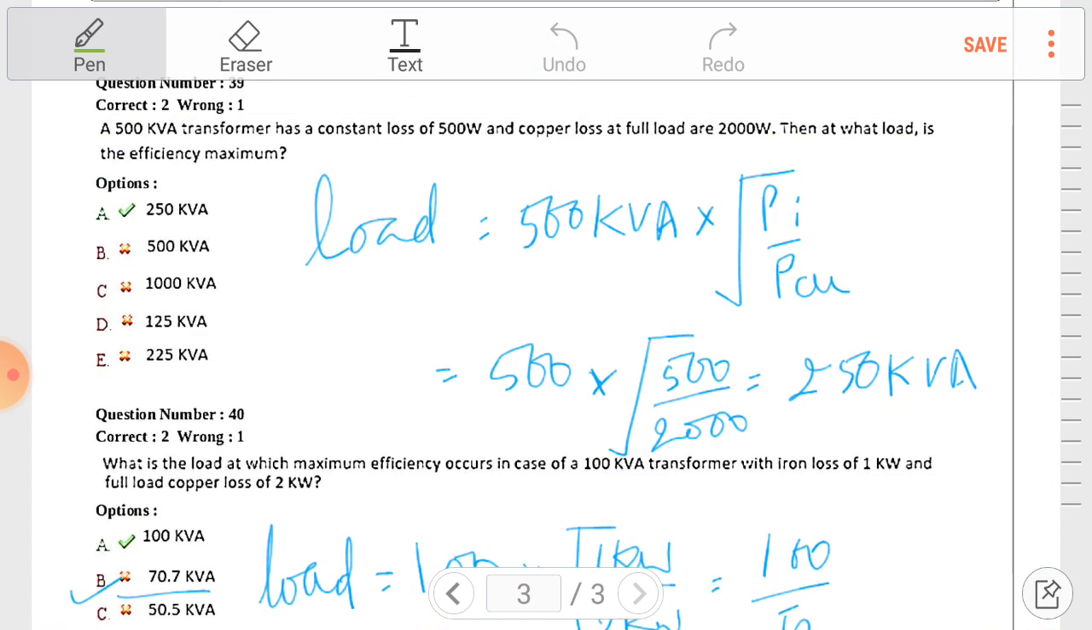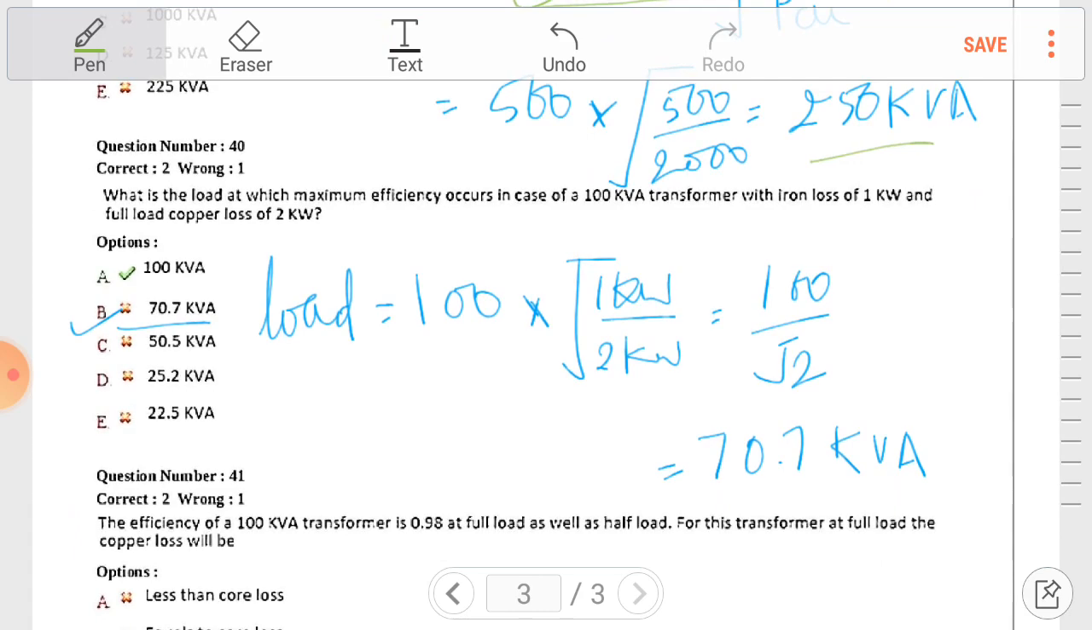In the next question, a 500 kVA transformer has a constant loss of 500 watt and a copper full load loss of 2000 watt. Then what is the load at maximum efficiency? To find the load, we have the formula: the kVA rating into under root of iron loss divided by copper full load loss. By using this formula, we get the answer 250 kVA. Option A is correct.